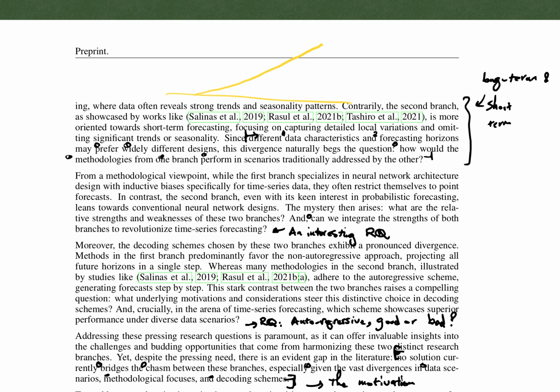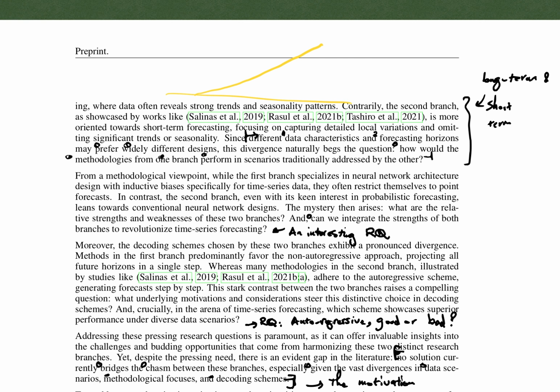And throughout the paper, you will see that trends and seasonalities are perhaps the two most important characteristics of the time series that would dictate, aside from whether or not you're looking at a short-term or long-term horizon, what kind of algorithm works best. Here you can see the different data characteristics are pointed out. For example, you have forecasting horizons that also matter, and basically all of these things.